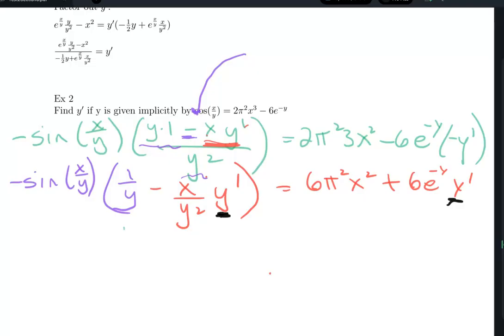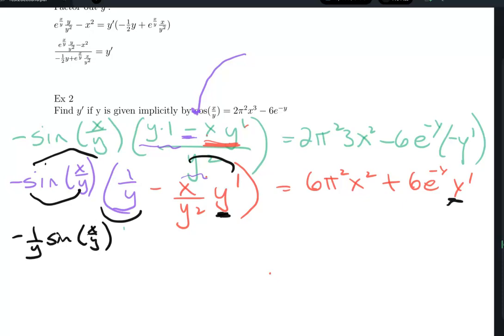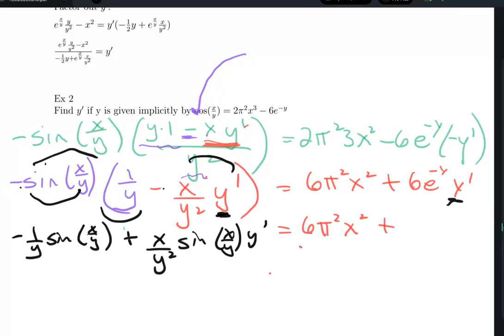This one is still nested inside, so I must take the time to multiply it out. So I'm going to distribute, and then this times this, right? So I get negative 1 over y sine of x over y, and then these two negatives make a positive, x over y squared sine of x over y prime, and then I'm just going to change colors to come back over to this other side, plus 6e to the negative y prime.